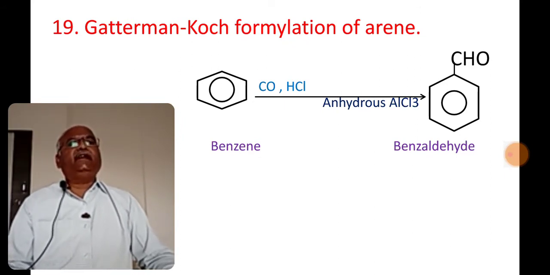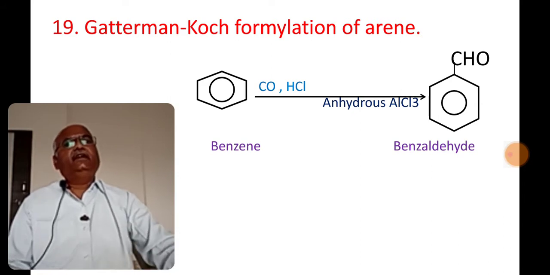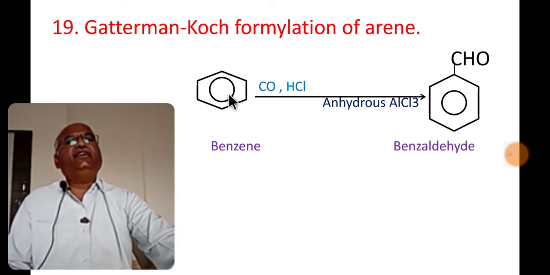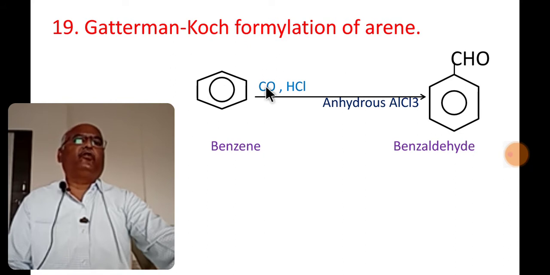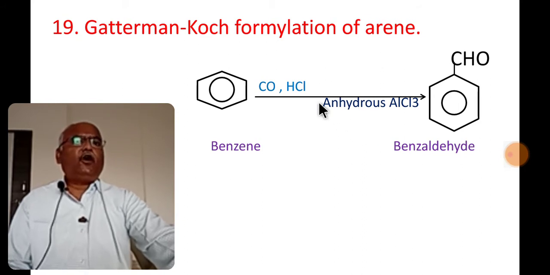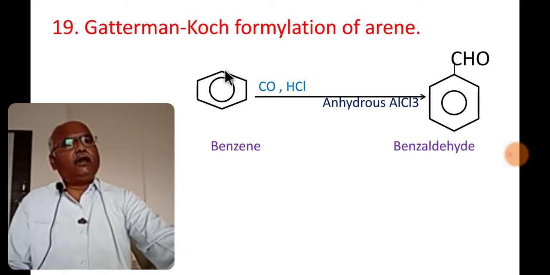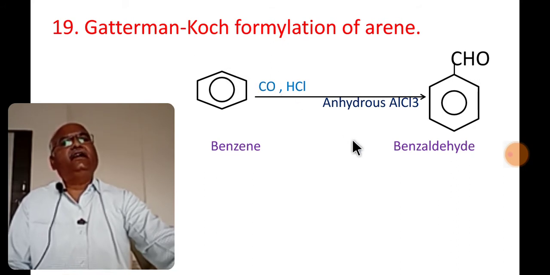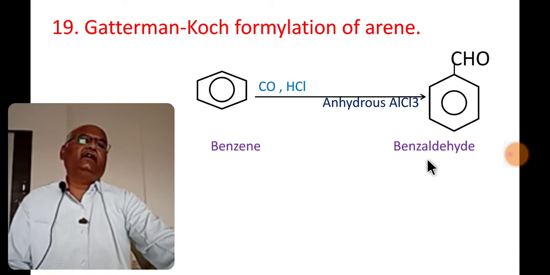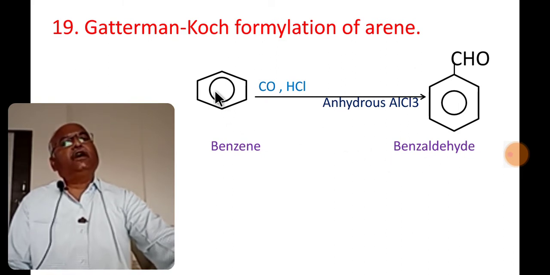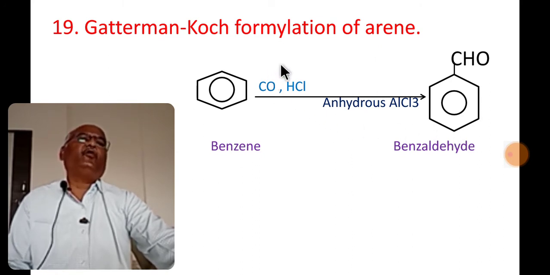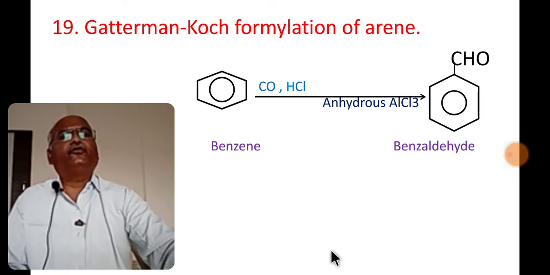Next reaction, Gattermann-Koch formylation. Benzene is taken here. Benzene is treated with carbon monoxide and HCl in presence of anhydrous aluminum chloride. Formylation takes place, formyl group is introduced, and benzaldehyde is the product. So to convert benzene into benzaldehyde, Gattermann-Koch formylation reaction is used.